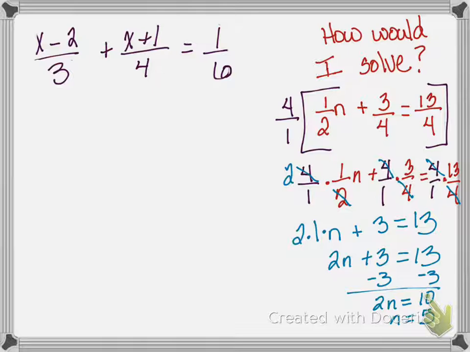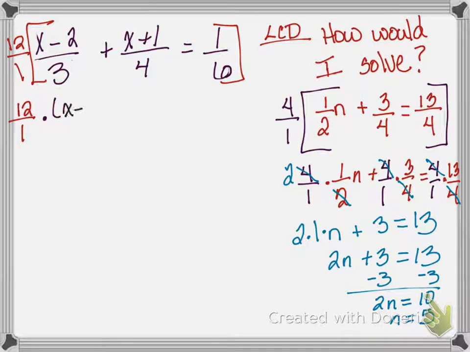So, what I'm going to do now is decide what my LCD is from 3, 4, and 6. So I am looking for the smallest number that 3 goes into, that 4 goes into, and 6 goes into. It's got to be a number that all 3 of them go into evenly. It is 12. Good. It is 12. So I am going to multiply this by 12/1.